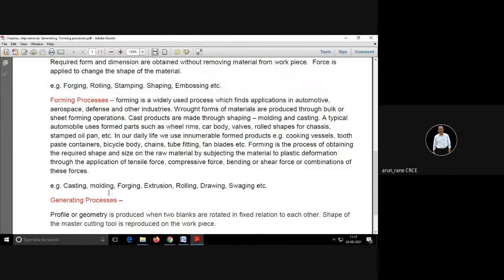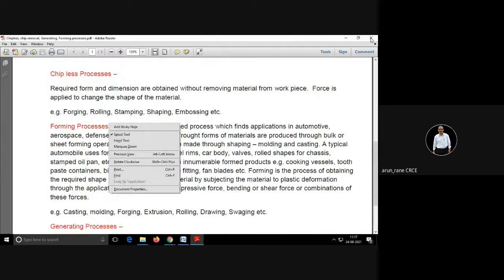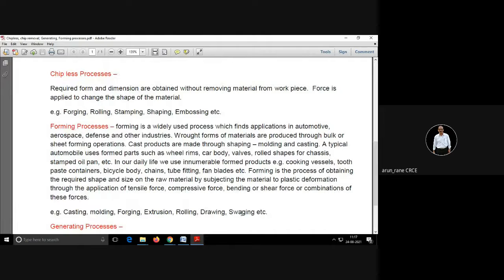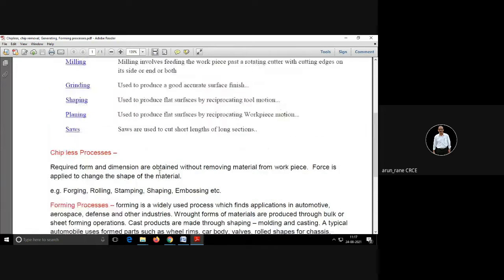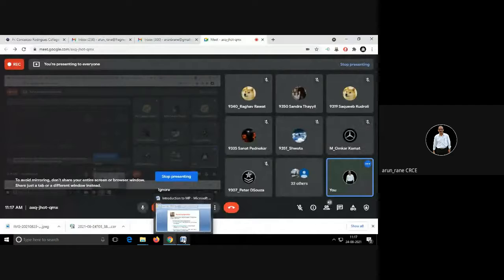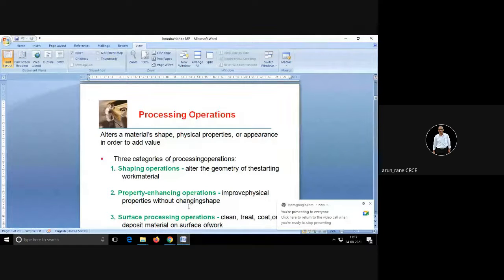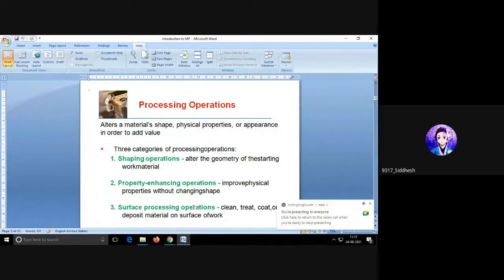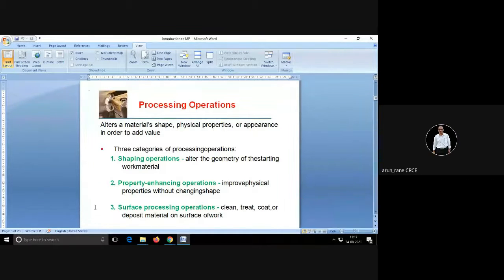Okay, so these are the chipless and the chip removal processes. Okay. ठीक है, any doubt so far? No, sir. Please feel free.